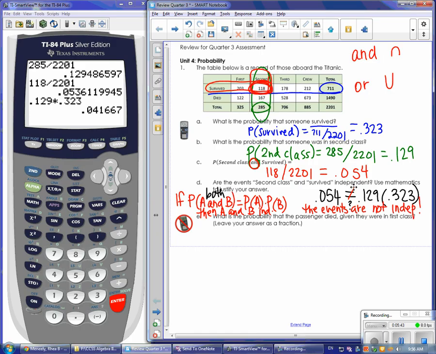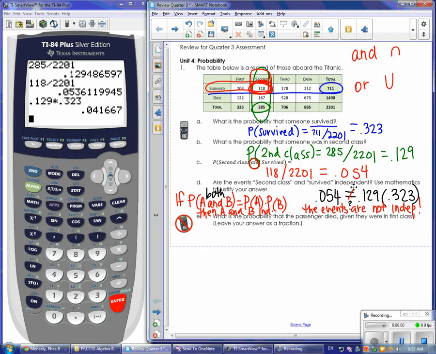Okay. You can also just multiply the fractions together and see if you get the same answer that way. But this is a calculator. The first part of it is a calculator-based question. Letter E is not. It says, what's the probability that the passenger died given they were in first class? And you can leave your answer as a fraction.